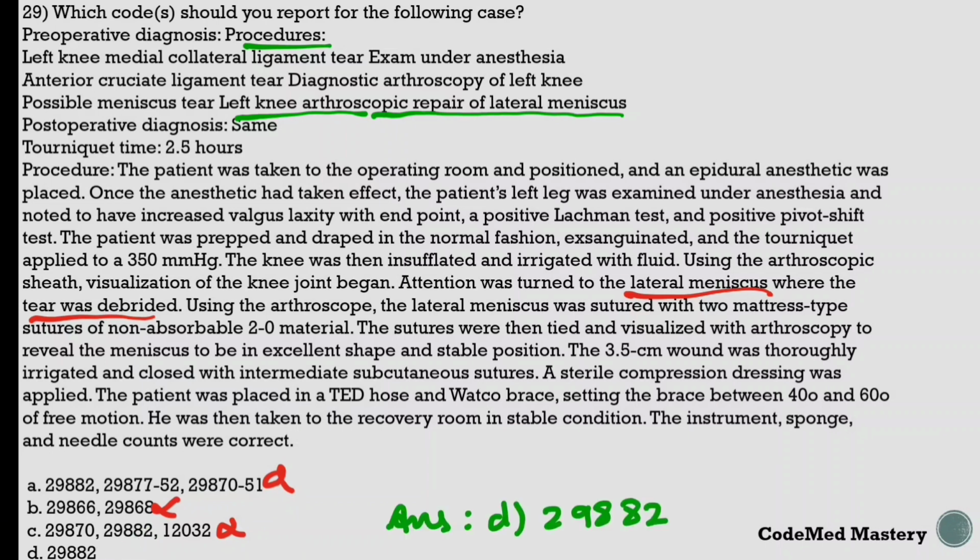In option A, they have mentioned also 29870. 29870 is for diagnostic procedure. So we cannot code that. By that also we can eliminate the option A. We are left with option D, which is our right answer. Let us move on to the next case study.